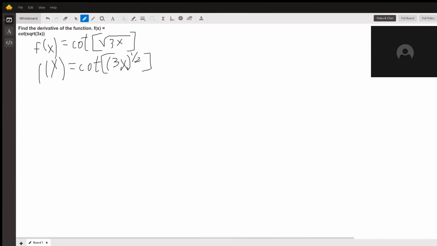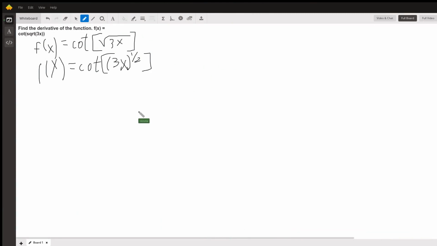Find the cotangent of an embedded function, which is going to require the chain rule. The way I explain this to my students is that this is the outside function, cotangent of something. Its derivative, which is what you need to start with, is negative cosecant squared of whatever was in the parentheses, whatever you started with. So this is the square root of 3x.